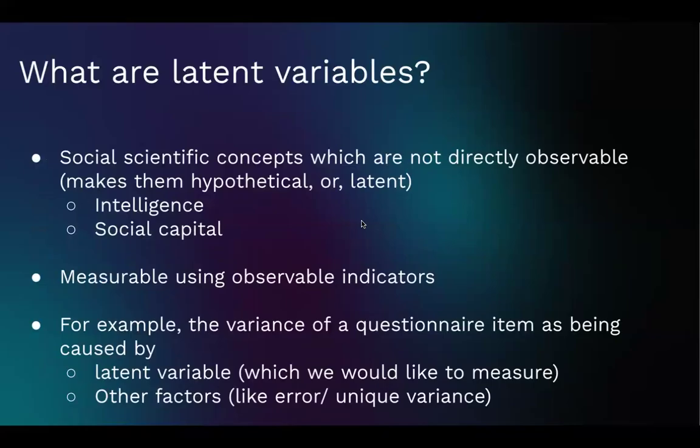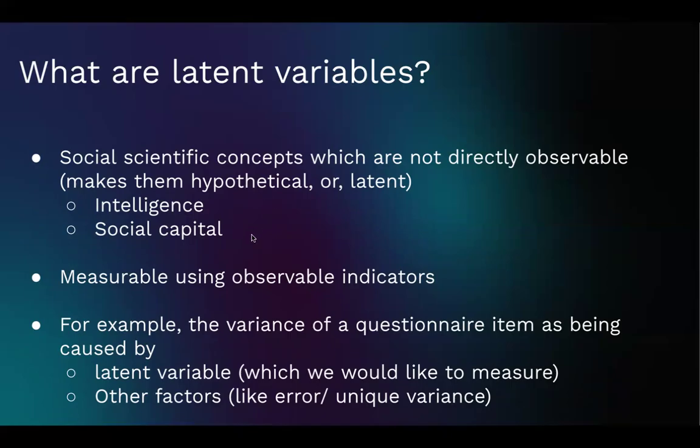So what they're trying to do here is look at latent variables. What does that particularly mean? They're concepts that are not directly related or directly observable. Some examples of that might be intelligence or social capital.